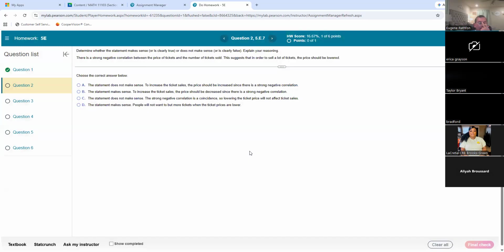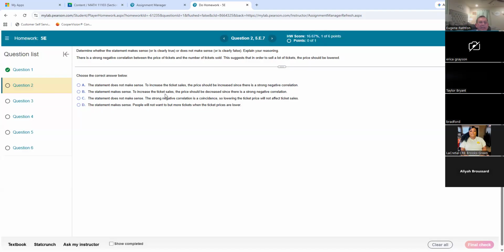All right, let's see what we do on 2. So we're going to determine whether this statement makes sense or does not make sense. They're saying there is a strong negative correlation between the price of tickets and the number of tickets being sold. So what that means is, as the price of the tickets goes higher, then the number of tickets is declining over time. So it's a negative correlation because the price is getting higher while the number of tickets is getting lower. Okay? So it suggests in order to sell a lot of tickets, the price should be lowered. That sort of makes sense, right? If you want to sell more tickets, since they're declining as you raise the price, then you might want to lower that price to get more tickets sold. So let's say that makes sense.